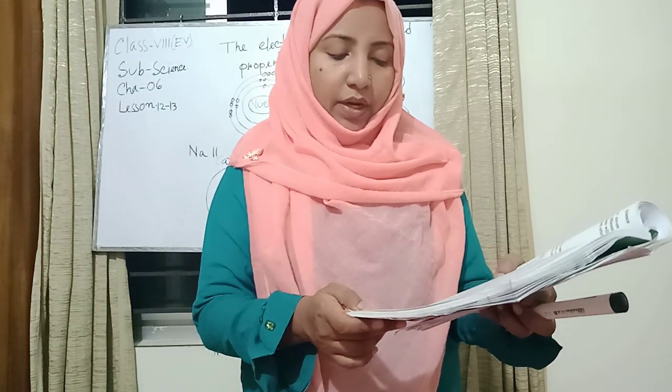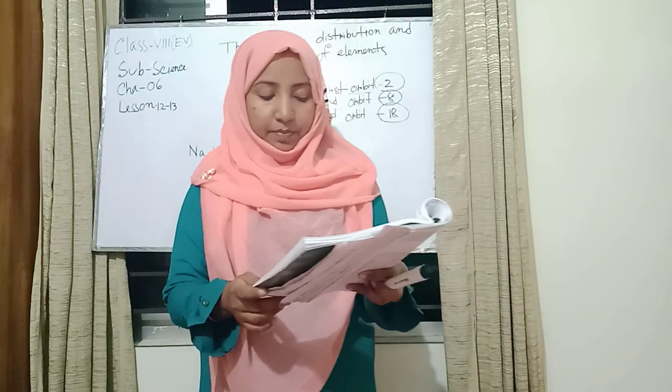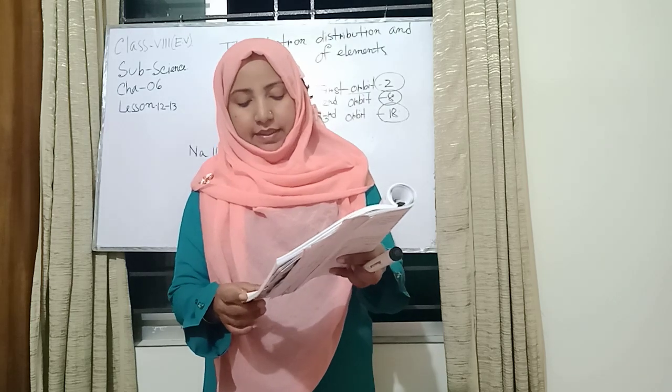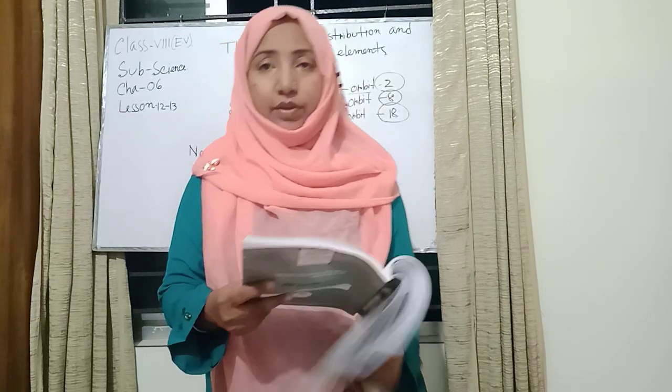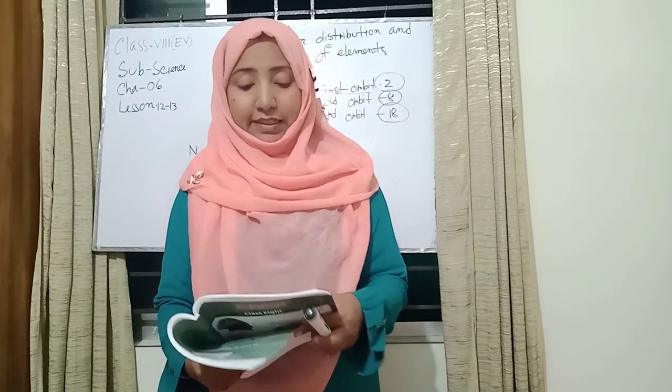After receiving 1 electron from outside, the fluorine atom becomes negatively charged. This makes it a negatively charged ion. It is called the anion. Here is page number 66.